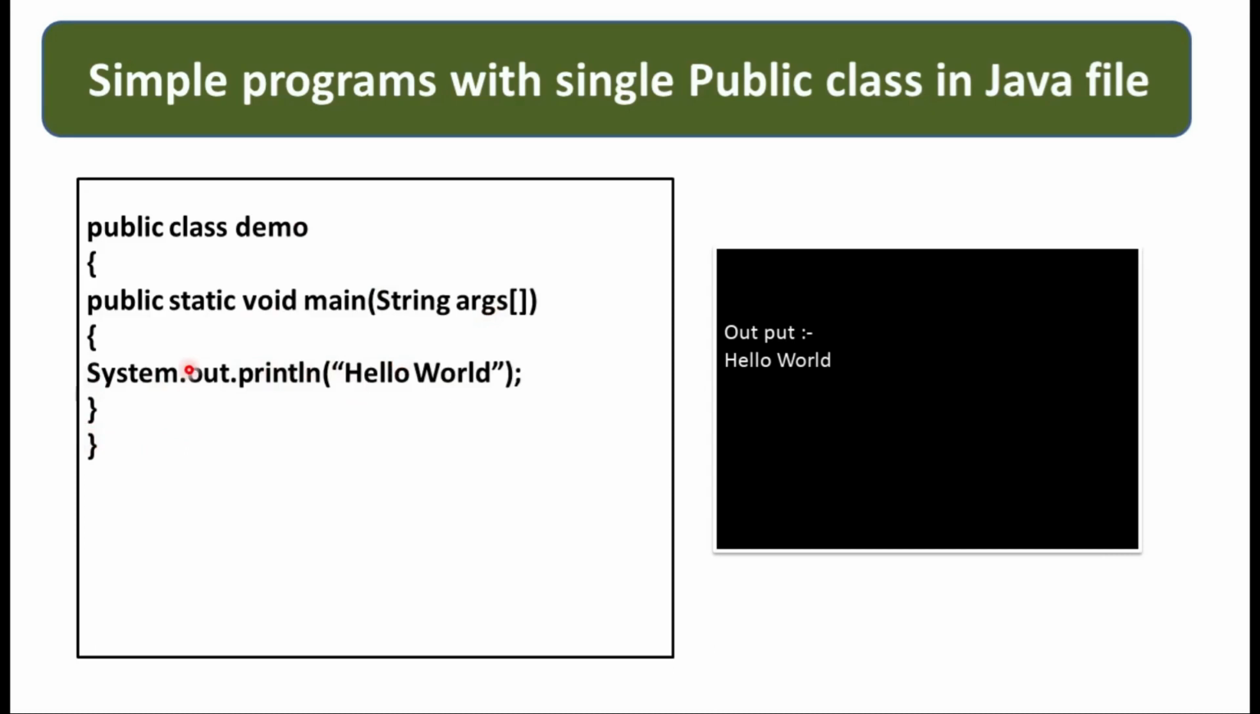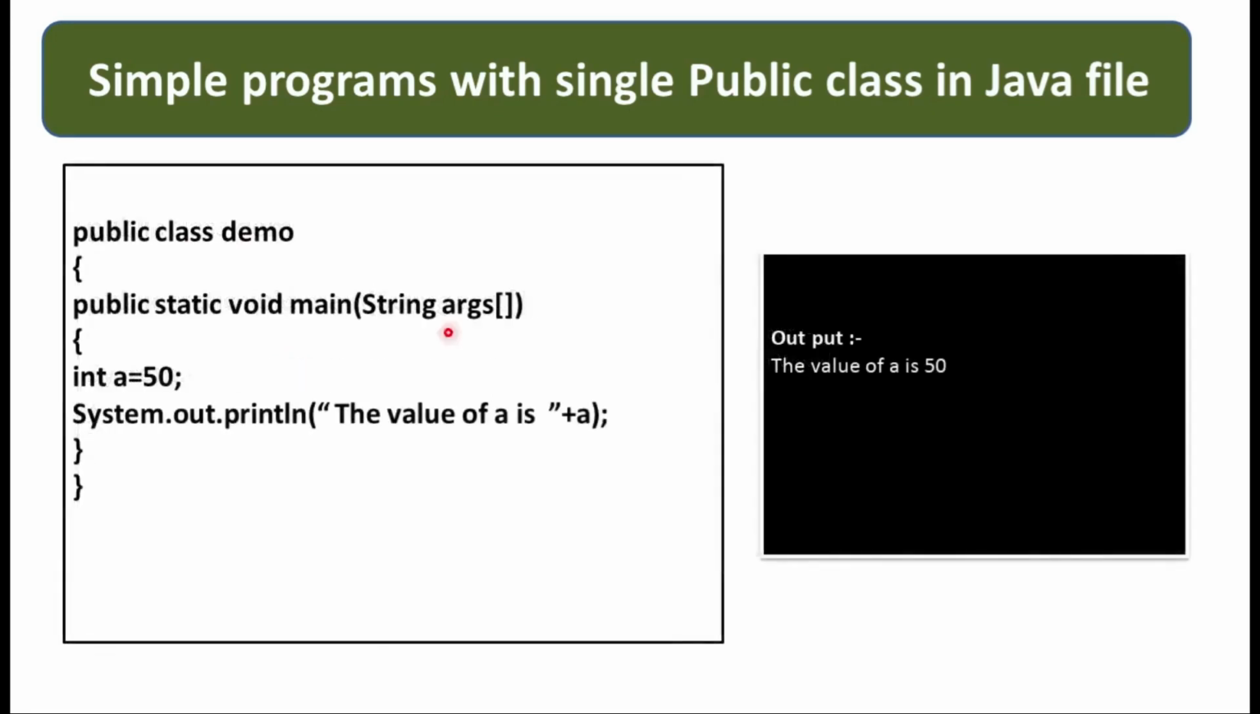So there is no purpose of creating user-defined functions in order to print just simply hello world on the screen. That's why I haven't created any user-defined objects in this particular class called demo. For the class called demo, I did not create any object because there is no purpose. We'll see another simple program.